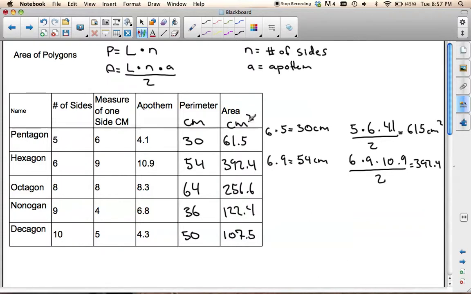So I hope this video helps you guys figure out how to find the area and perimeter of a polygon. So that's pretty much it. I'll see you guys in class. Take care.